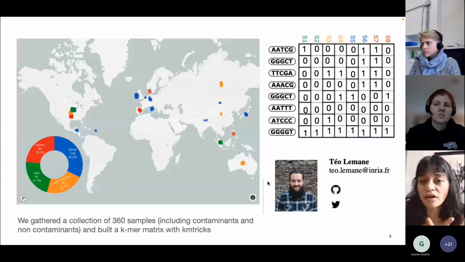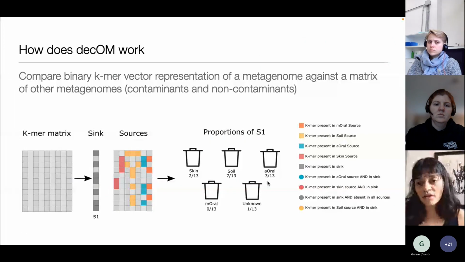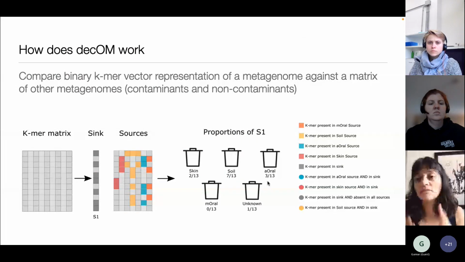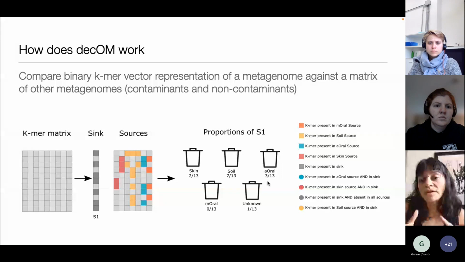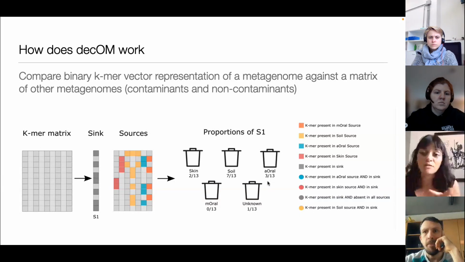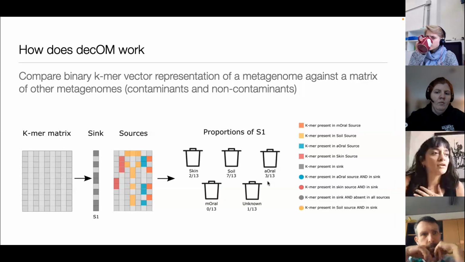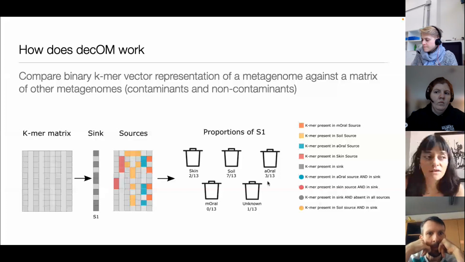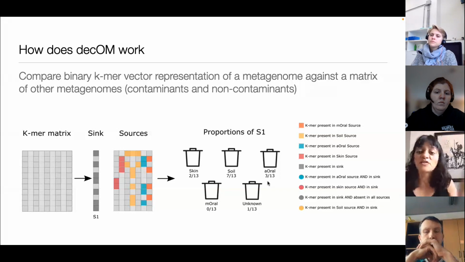So how does decOM work? decOM is a comparison between a vector, which is going to be your sink, your sample of interest, against a matrix of sources, which is composed of other metagenomes that include contaminants and non-contaminants. To give you a more graphical view of the method, you can think of it as a problem of balls that fall into bins. We have our k-mer matrix of sources, and then decOM is going to represent your FASTA file, your sample of interest, as a binary vector, where each of the rows corresponds to a distinct k-mer.